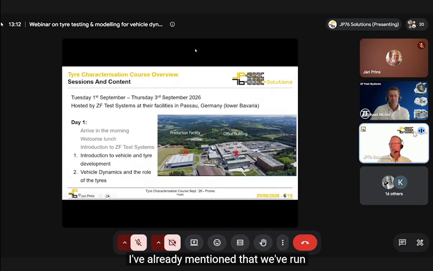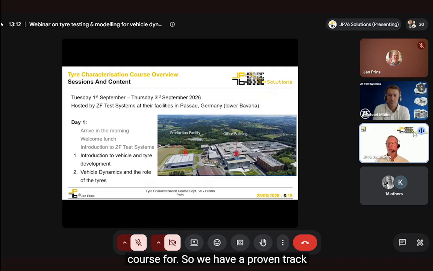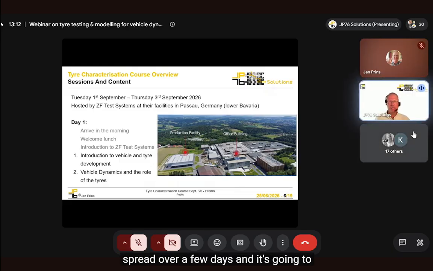So I'm now going to explain a little bit about the course. I've already mentioned that we've run it before. We've had 29 students, both just individuals and then a couple of companies that we run the course for. So we have a proven track record now. Done it 3 times so far, but this time it's going to be spread over a few days and it's going to be done in Germany, a lovely part of Germany, Lower Bavaria, nearly Austria.